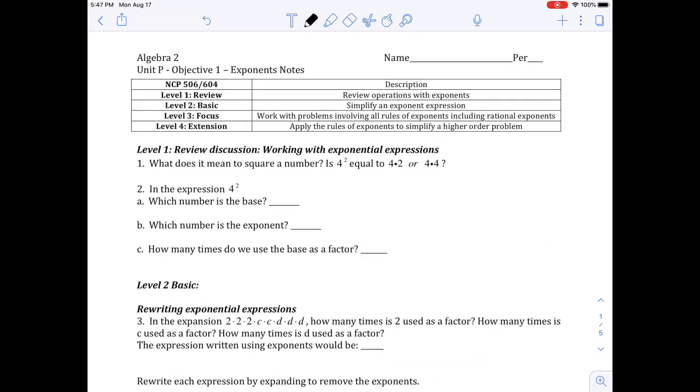Unit P, Objective 1, Exponent Notes. Level 1, Review Discussion, working with exponential expressions.